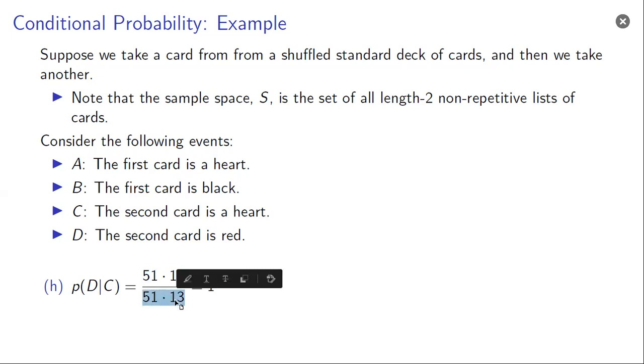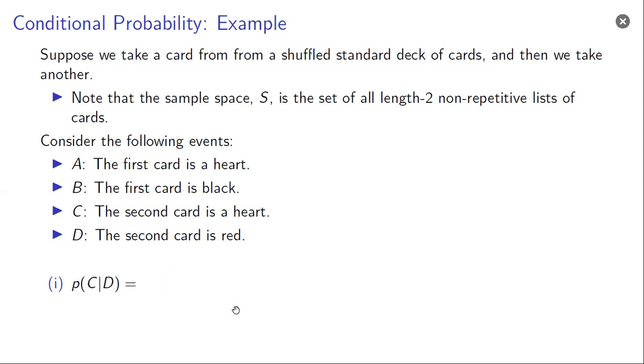Now, for the universe that we're working in, for the sample space, C occurred. So we know the second card was a heart, so there are 13 choices for that. And then the first card could be any of the 51 other cards. Well, this just comes out to be 1, right?